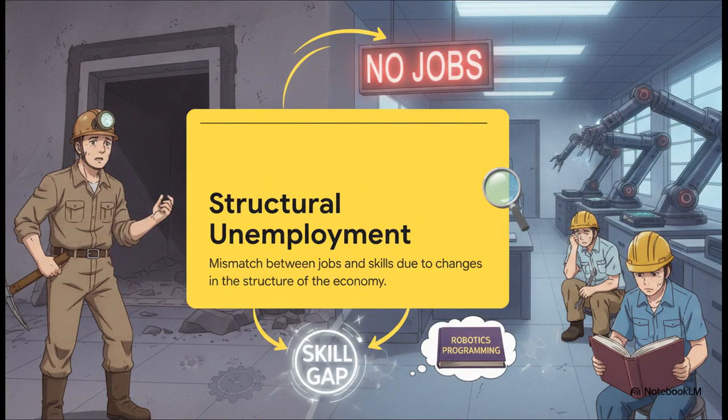Our second villain is structural unemployment, and this one hits much, much harder. This arises due to massive foundational changes in the structure of the economy itself. It creates a severe mismatch between the jobs available and the skills the workers actually have. Think of a gold mining town where the mines dry up, or a factory floor where human workers are literally replaced by automated robots. The workers still want to work, for sure, but their old skills have become totally obsolete in the modern landscape. They almost always need complete retraining or relocation just to survive.